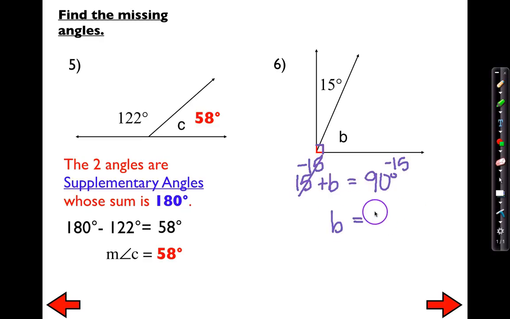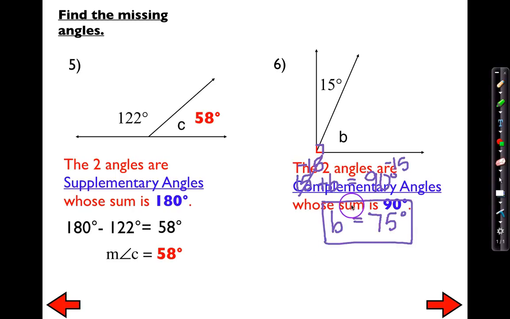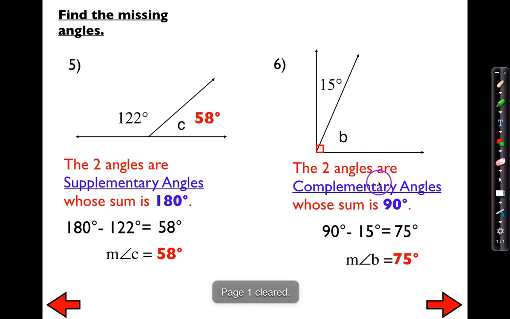B equals, let's see, it's about 75 degrees. So that is the final answer. It is helpful to also write it in so you can visually see, okay, so this angle is 75.